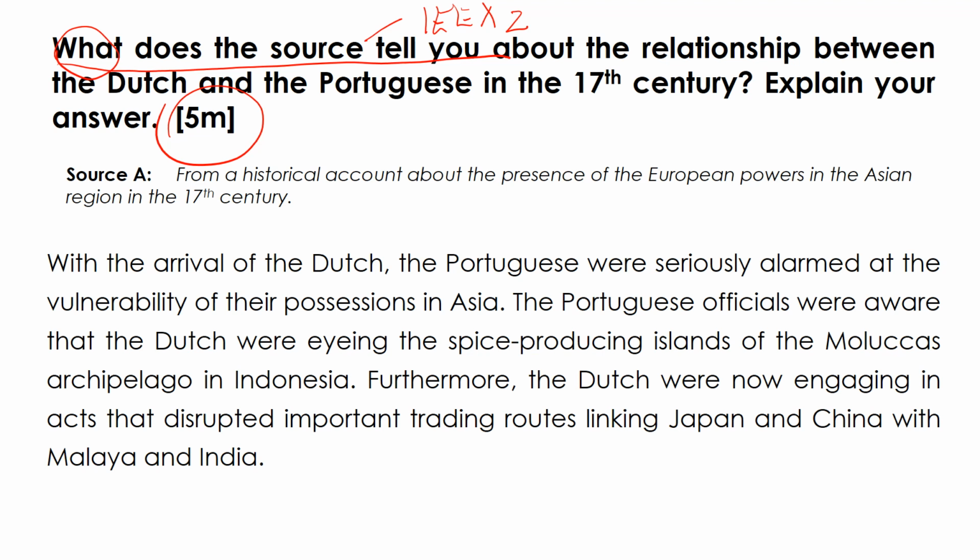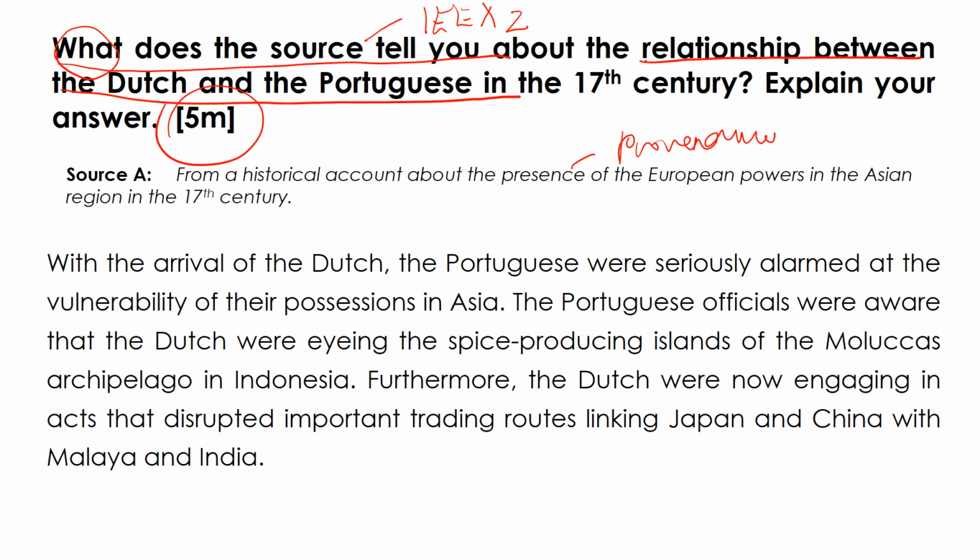Okay, next thing, what's the focus? The focus is on the relationship between the Dutch and the Portuguese. So if I talk about Singapore or if I talk about Temasek, I'm gone. Okay, it's wrong. Answer is wrong. Okay, let's look at the provenance. From a historical account about the presence of the European powers in the Asian region in the 17th century. So not too much, it just tells me that this is an account of European powers.